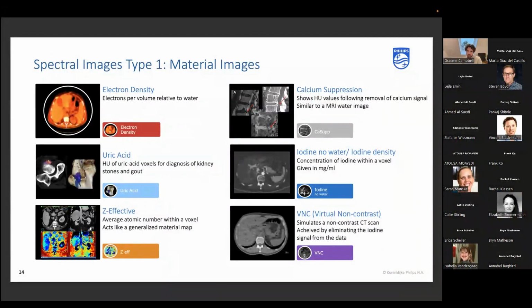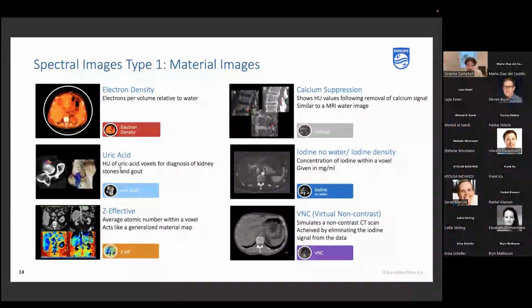Calcium suppression, I showed a little bit, and I'll show more. Remove the bone signal so you can better see the surrounding tissues or the bone marrow to look for edema or things like that. There's also uric acid. This is really important with kidney stones. If you want to know, is that a uric acid-based stone or not, because the treatment is different. Or if you have gout, that would be more the MSK perspective. Is it a gout crystal? Is it CPPD? Something like this, then you can distinguish ideally.